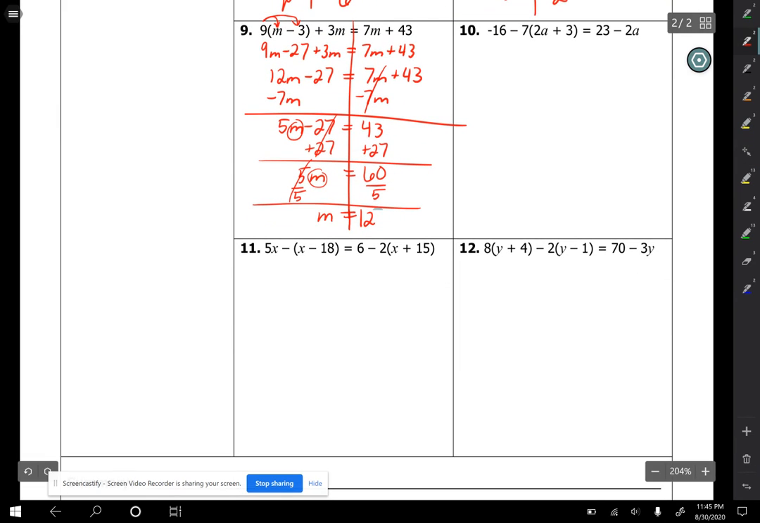Number 10. Distribute the negative 7. So I have negative 16 minus 14a minus 21 equals 23 minus 2a. Combine like terms. So I'm combining the negative 16 and the negative 21 to make a negative 37.